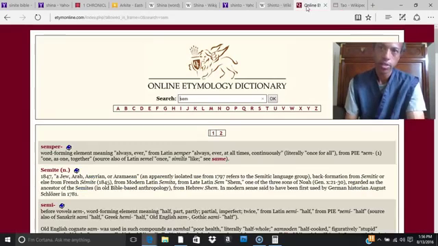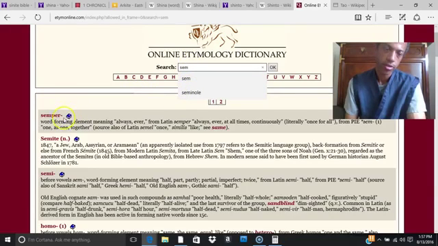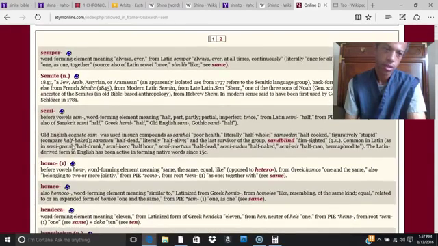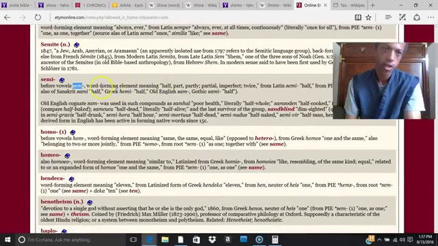So you can study this if you want, but then we type in the word sem. Now I want to show you this. Now, these come alphabetically, but here's where we're looking. Before vowels, sem. So that's the word we typed in. So this is the actual answer we're looking for. Word forming element, meaning half or part.